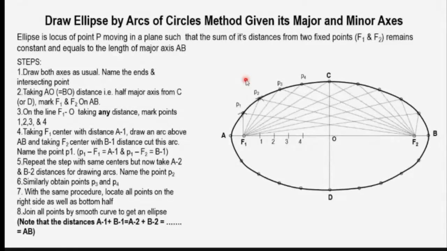Note that the distance A1 plus B1 is equal to A2 plus B2 is equal to A3 plus B3 and so on. And all these sums of the distances are equal to AB, the major axis. That is the requirement as per the definition of the ellipse here. The sum of the distances from two fixed points F1 and F2 remains constant and equal to the major axis. So now we move on to the next.